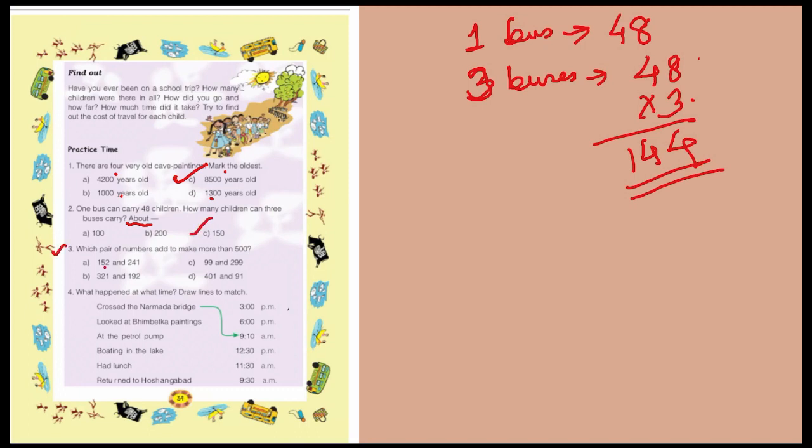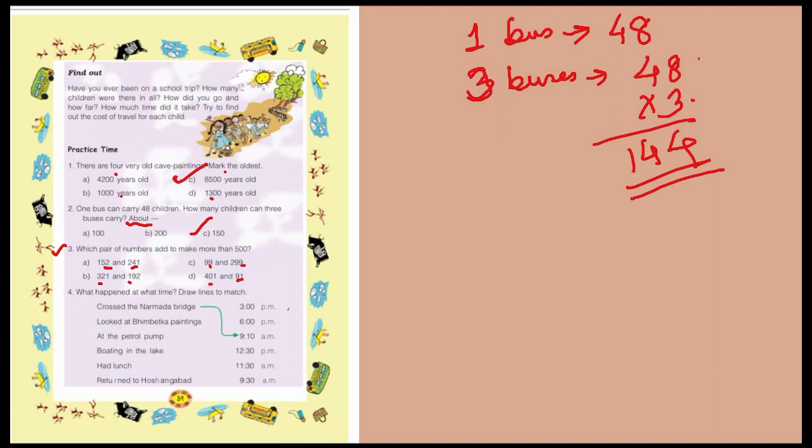Next, which pair of numbers add to make more than 500? Now you have to add these pairs. This you do yourself. Wherever you find that the answer is more than 500, that will be your correct option here. You do it yourself and find it out yourself.